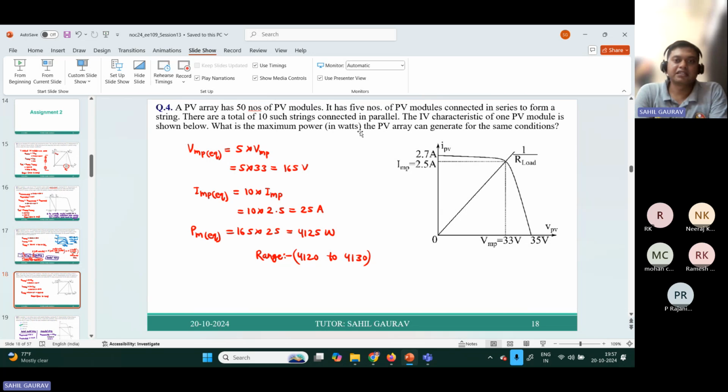And these 10 strings are connected in parallel, so the equivalent maximum power point current will be 10 into 2.5, so it will be 25 ampere. Therefore, the equivalent maximum power is 4125 watt, obtained by multiplying VMP into IMP. Now in this part, there is no shaded part. There is no shaded PV module.